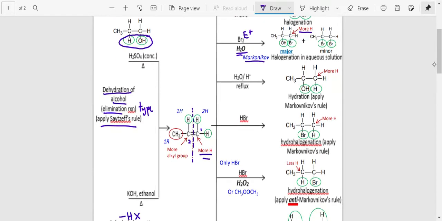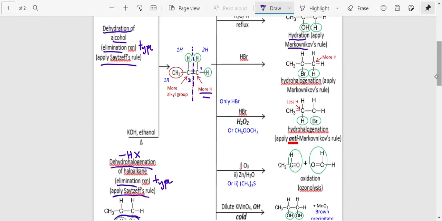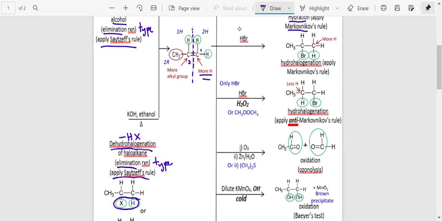Next one is hydration, where we add H2O. For this part, we need to apply Markovnikov's rule. So hydrogen goes to the more hydrogen carbon. Next one, we also have HBr. For HBr, we also apply Markovnikov's rule. The process name is hydrohalogenation. So again, same thing, hydrogen goes to more hydrogen.